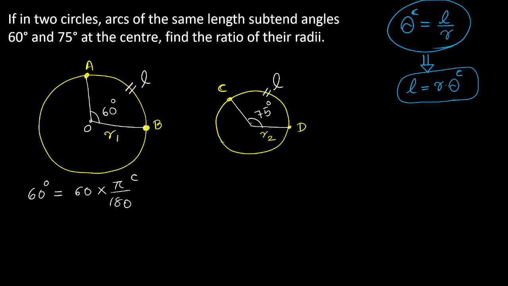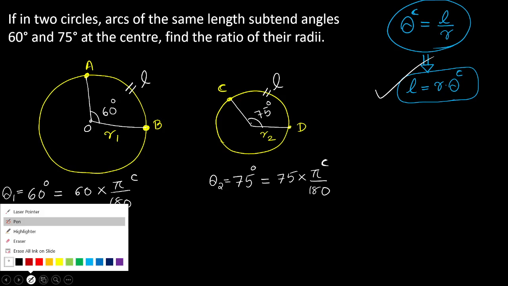Initially, you please do it, otherwise you will forget it. The degree value has to be converted to radian, then only I can use this formula. Here the second center angle is 75 degree. I convert to radian value by multiplying with pi by 180. So the theta values I have written: let it be theta 1, let it be theta 2. Both converted to radian.